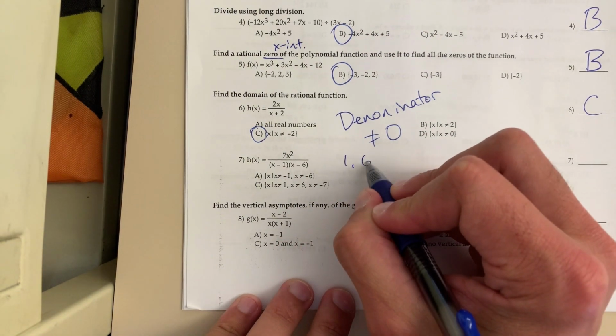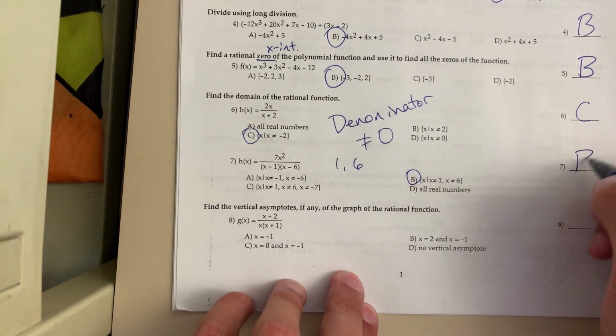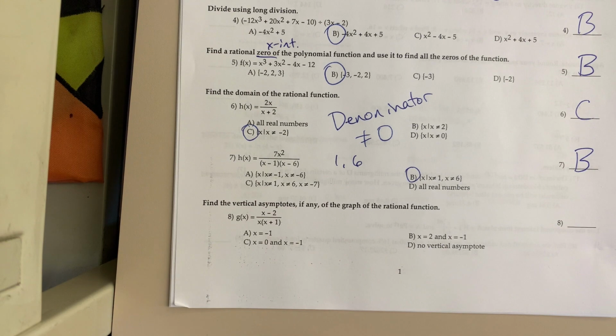So can't be 1, can't be 6. And so that would be answer option B here, right? Can't be 1, can't be 6. All right, then number 8, x minus 2 over x times x plus 1.